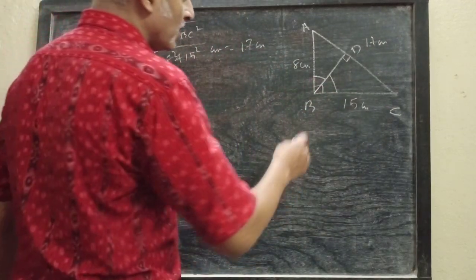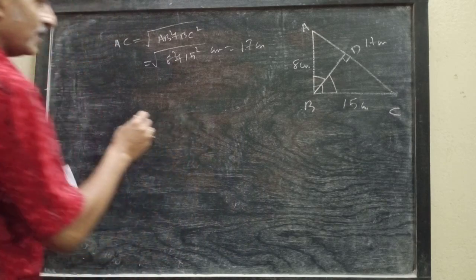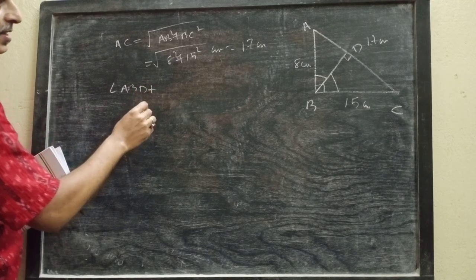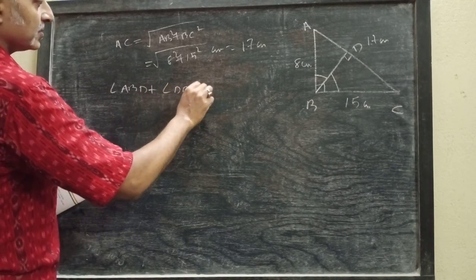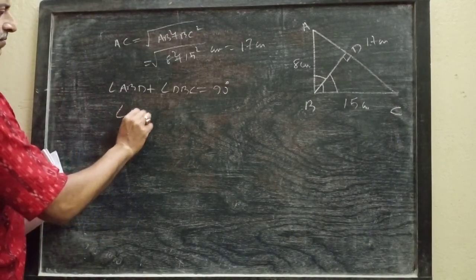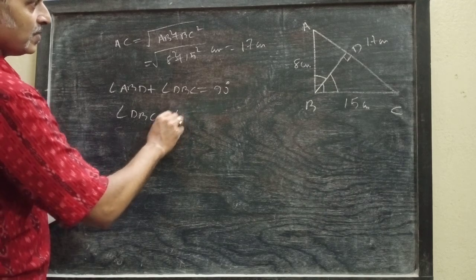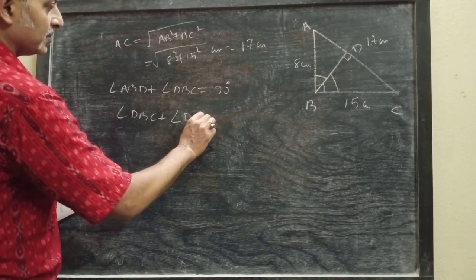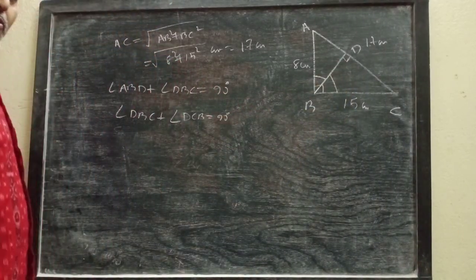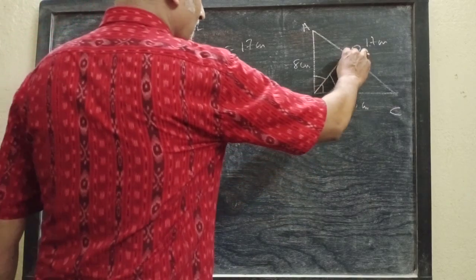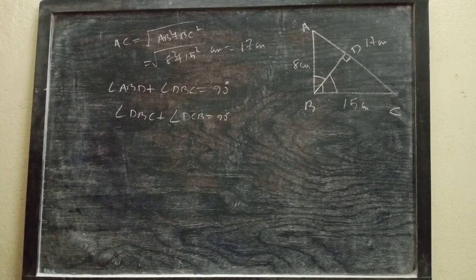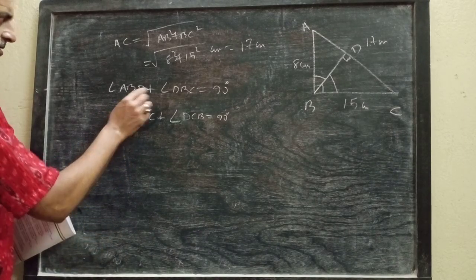Now look, angle ABD plus angle DBC is how much? 90 degree. Again, angle DBC plus angle DCB is also 90 degree, because angle BDC is 90 degree and DBC is a triangle, so the sum of three angles is 180 degree. As angle BDC is 90 degree, these two angles are complementary. So that's why angle DBC plus angle DCB is 90 degree. So we can write these two sums as equal.